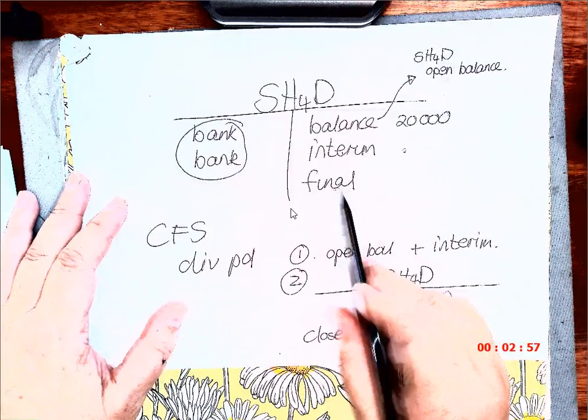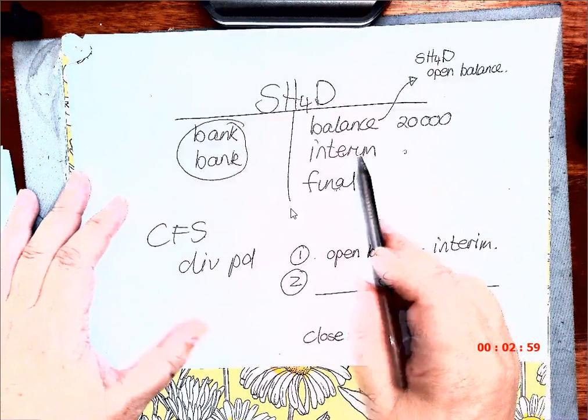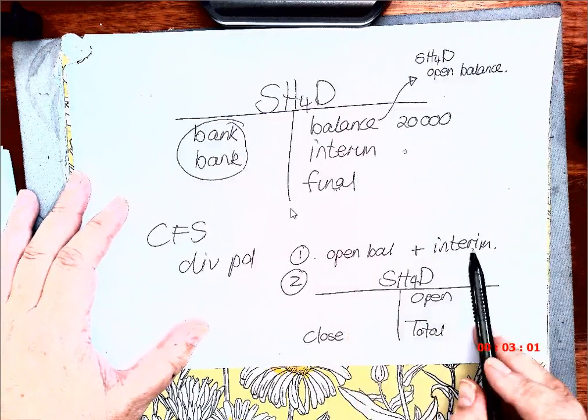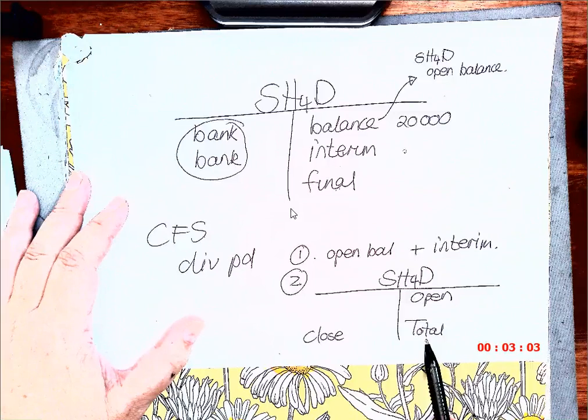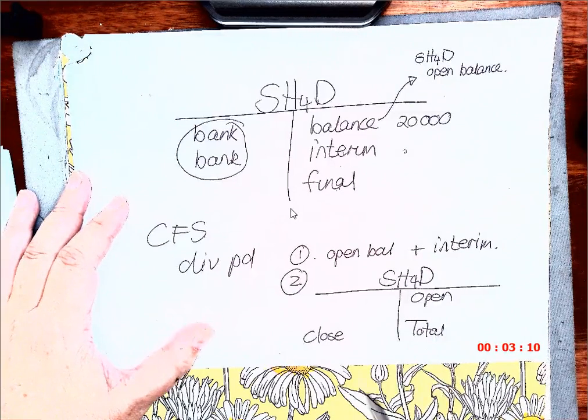So if they don't give you the interim, you can't use this calculation. So they did give you the final though. Remember, how do they give you the final? This is the final.